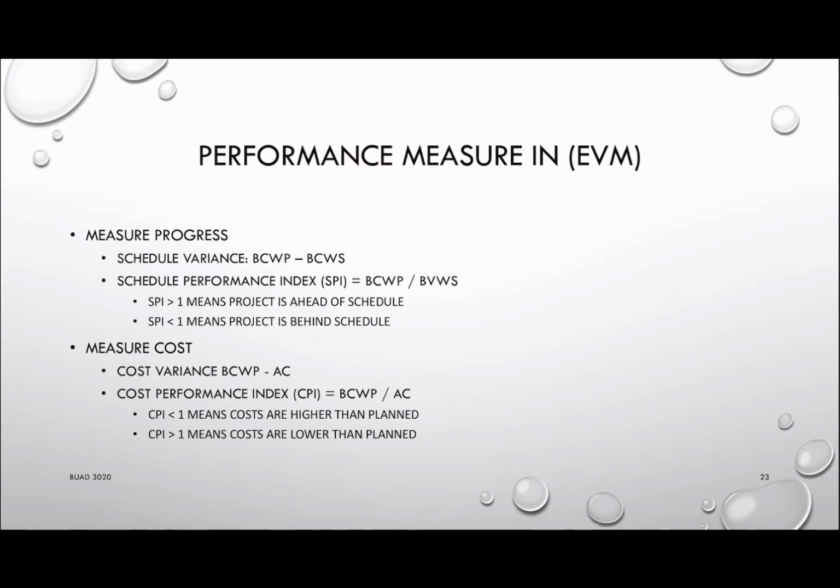Then we also want to measure the cost. We don't want to overspend, and we also want to make sure that the actual money we spend will be less than our budget. Ideally, they can be identical. So we can calculate something called CPI, Cost Performance Index. This is BCWP divided by AC. When the CPI is less than 1, it means that the costs are higher than planned, so you are overspending. However, when the CPI is greater than 1, it means that the costs are lower than the plan. So you are doing a pretty good job containing the cost.